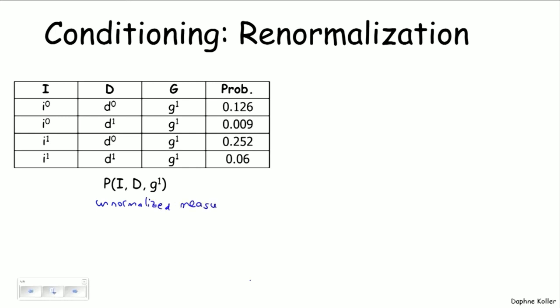The word measure indicates that it's a form of distribution, but the fact that it's unnormalized means that it doesn't sum to 1. So this unnormalized measure, if we want to turn it into a probability distribution, the obvious thing to do is to normalize it.